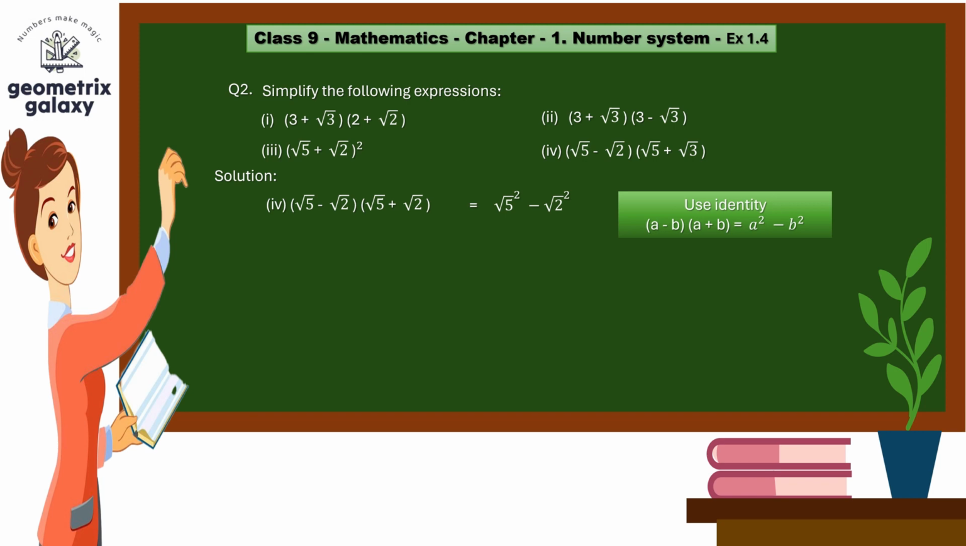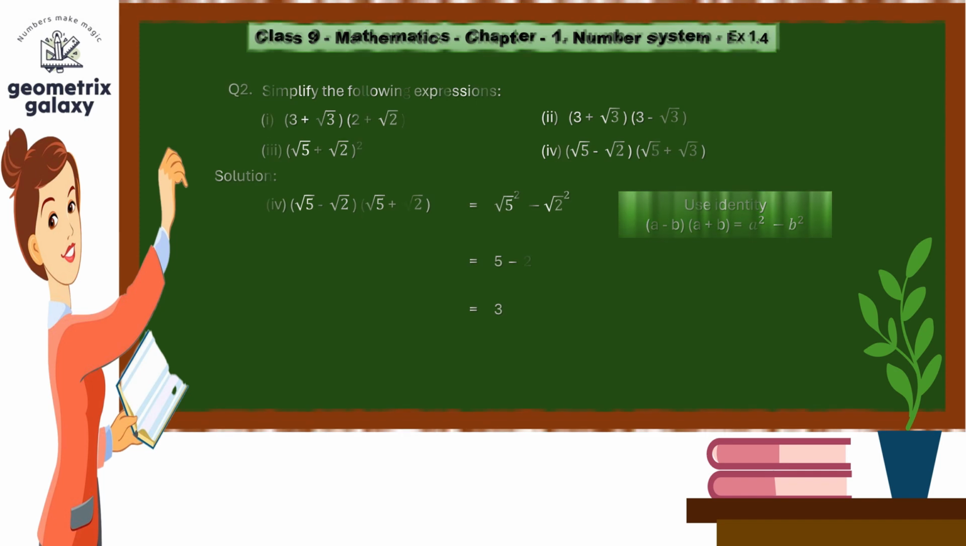Root 5 into root 5 is 5. Root 2 into root 2 is 2. So 5 minus 2 is equal to 3. Question 2 is over. Now let us see what is question number 3.